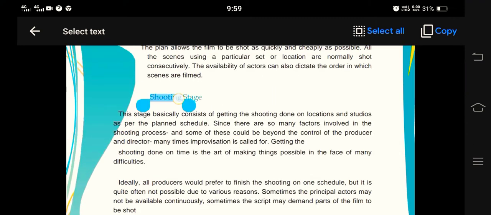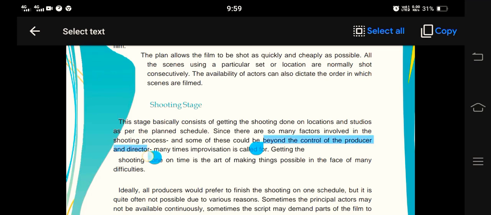Now we are going to focus on the shooting stage. The shooting stage basically consists of getting shooting done on location and in studios as per schedule. There are so many factors involved in the shooting stage that sometimes the problems go beyond the control of the producers, and then beyond the control of the director as well. So then it calls for improvisation.